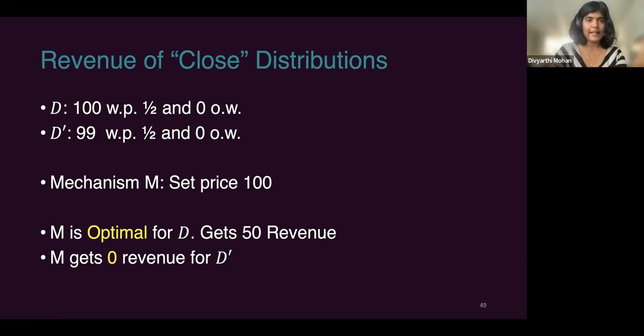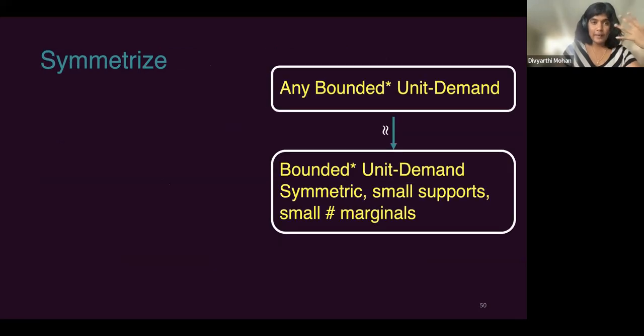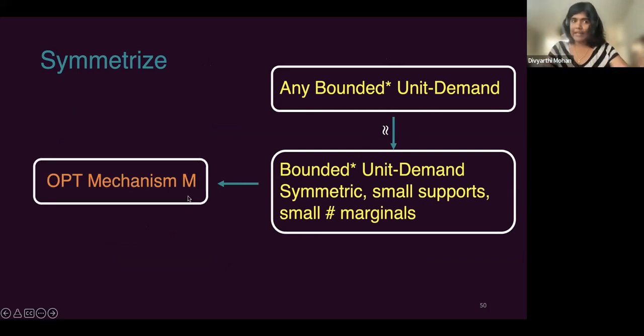Here, the optimal mechanism for D just sells the item at price 100. If you set price 100, with probability half you sell and you get revenue 50, and this is optimal for this distribution. But the same mechanism is going to get 0 revenue for D prime. So we need to be extremely careful to make sure that the revenue is actually preserved in close distributions. For that, it is really important that we have the right metric of closeness. But once we have that, we show that you can just use the Daskalakis-Weinberg result that we saw earlier to get the optimal mechanism for this close symmetric distribution.